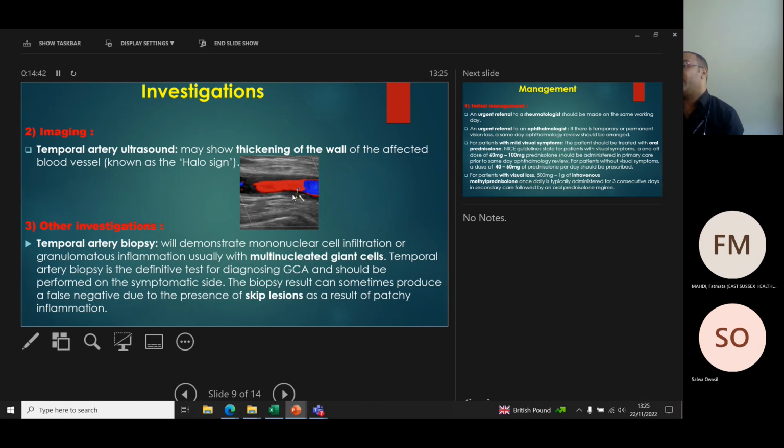You might take a biopsy from the artery, and this side of our artery is not affected. As you know, it's patchy thickening and patchy vasculitis, so not the whole artery is involved. That's why we are not using temporal artery biopsy usually or practically in our clinical field. We depend more on our history, clinical signs, and lab or blood investigation results.